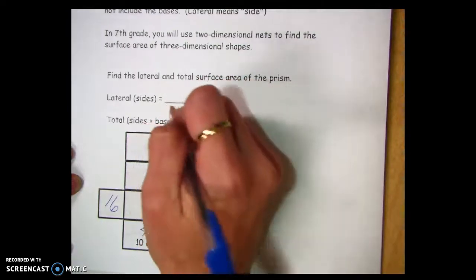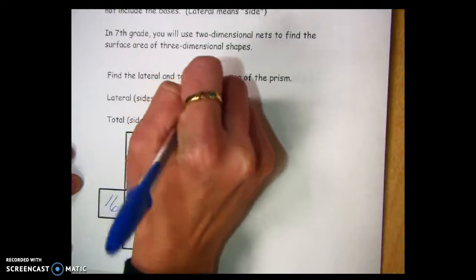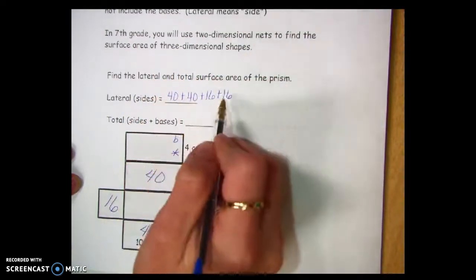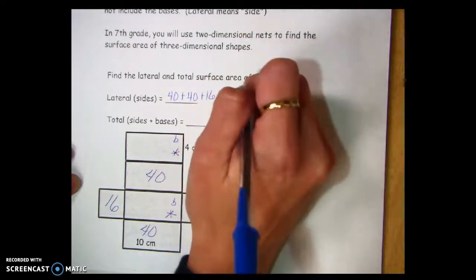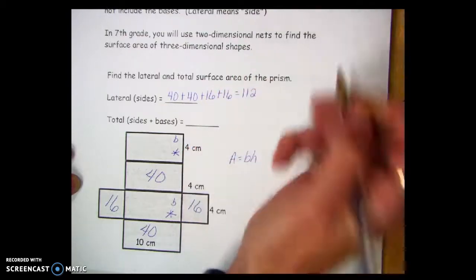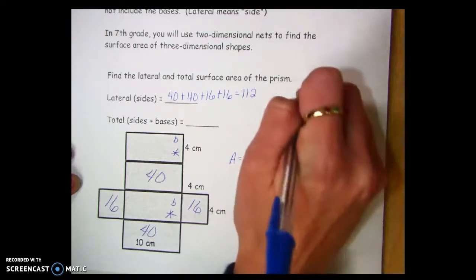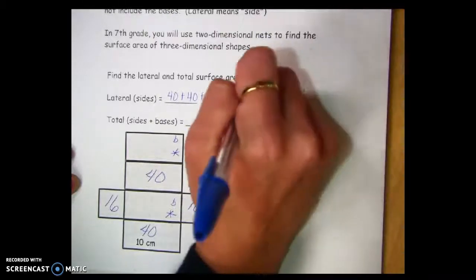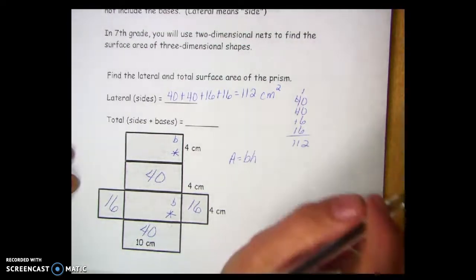So the lateral surface area would be those 4. So we would have 40 plus 40 plus 16 plus 16. So 80, 90, 100, and 12. Is that right? 40, 40, 16, and 16. 8, 9, 10, 11. Yeah, 112. And it's area, so it's centimeters squared. Remember, area is squared. Volume would be cubed.